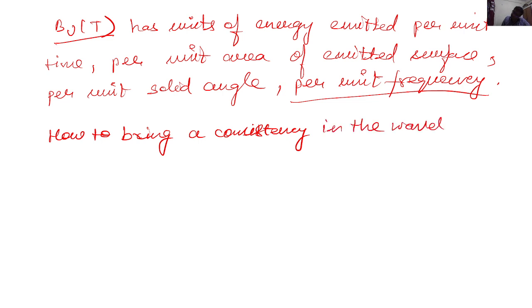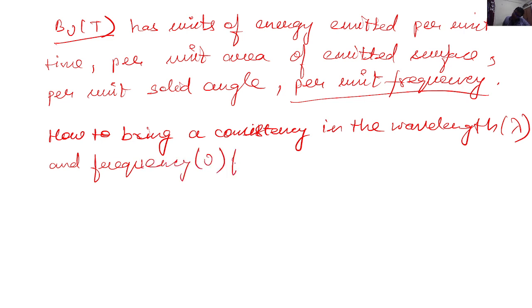wavelength and frequency formulations. As such, they are not consistent. That is what we found out. The units are different, and that is why we could not straight away substitute c equal to nu lambda. But how to bring about a consistency?